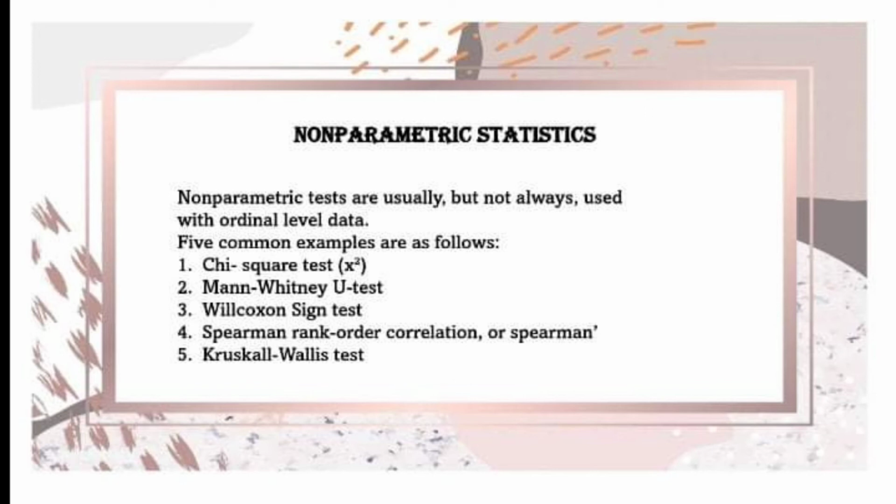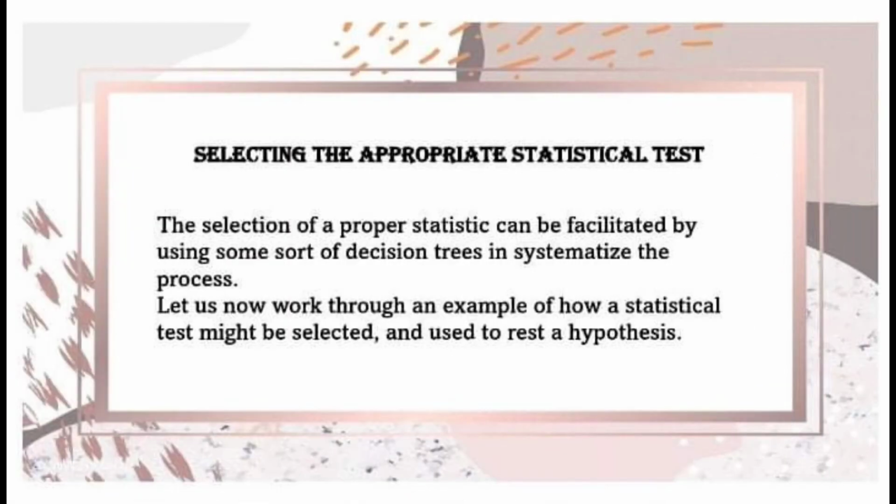Non-parametric statistics. Non-parametric tests are usually but not always used with ordinal level data. 5 common examples are as follows. 1. Chi-square test. 2. Mann-Whitney U test. 3. Wilcoxon signed-rank test. 4. Spearman rank order correlation or Spearman's rho. 5. Kruskal-Wallis test. Selecting the appropriate statistical test.